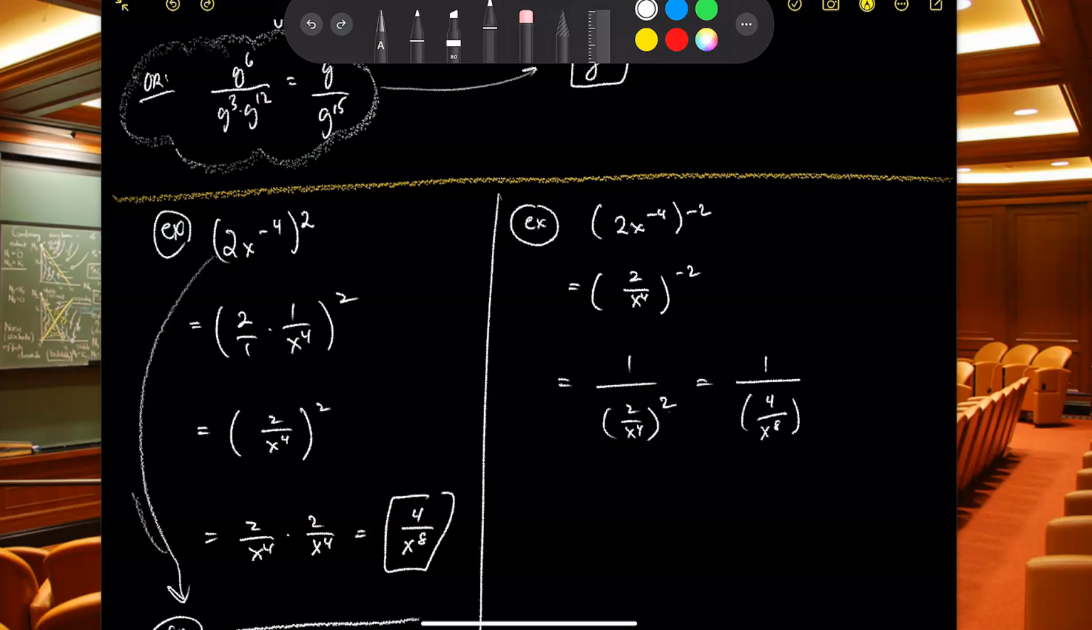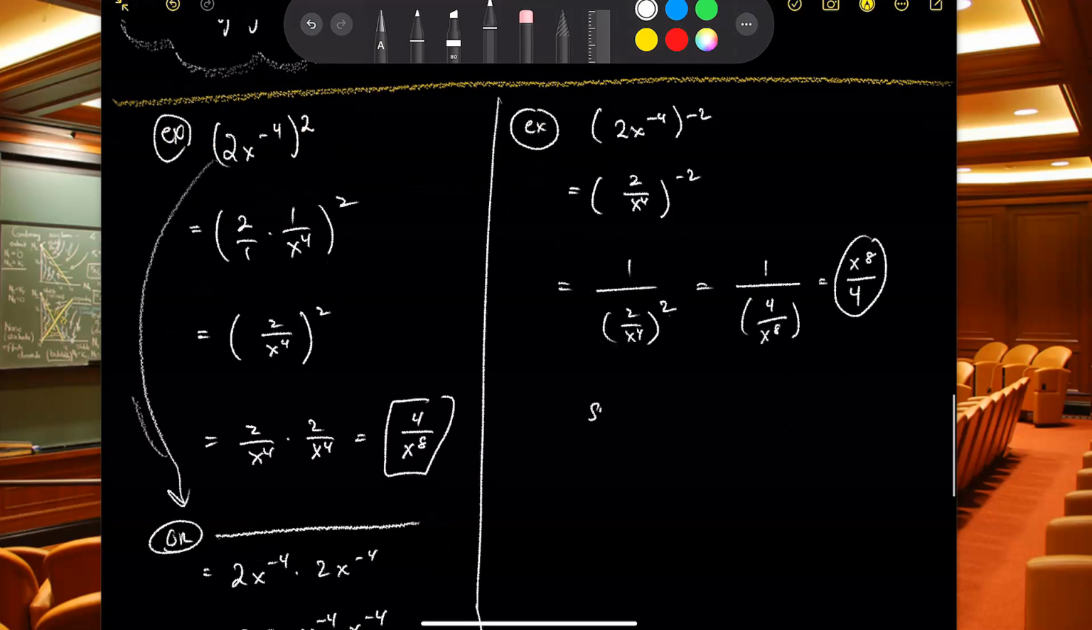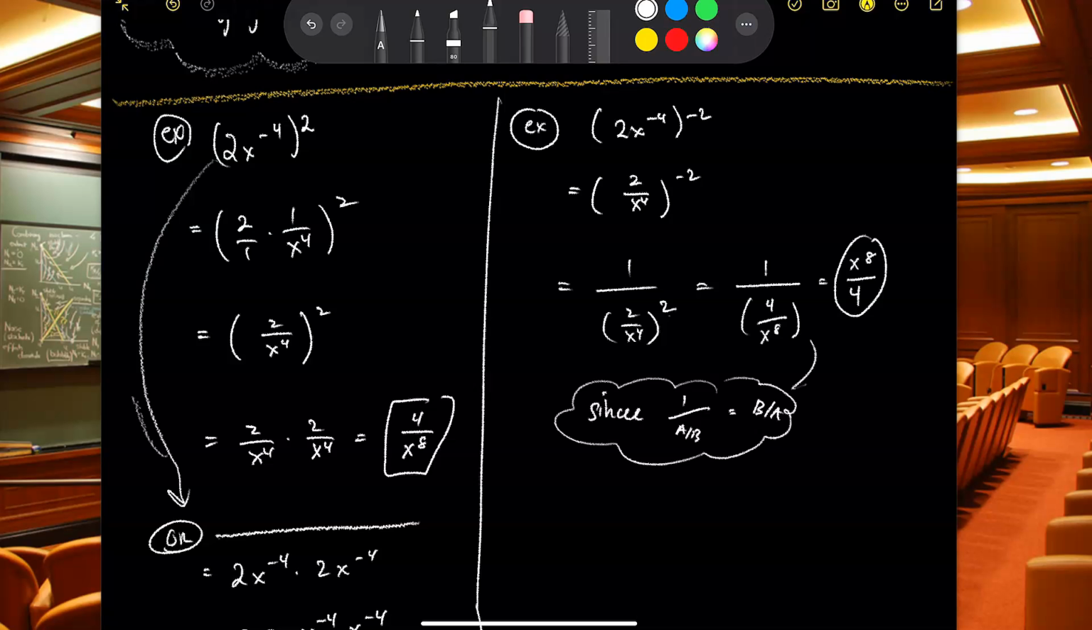But then 1 over something is really the flip of it. So we really can rewrite this as x to the 8th over 4. Right? Since 1 over a over b is equal to b over a. That's one way to think about it.